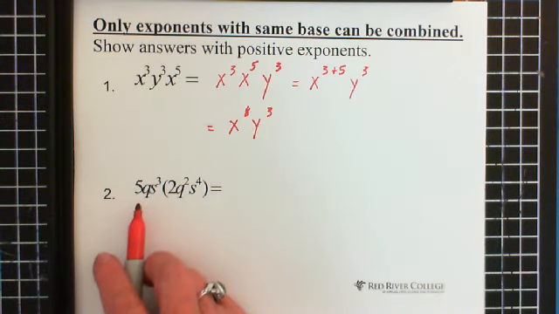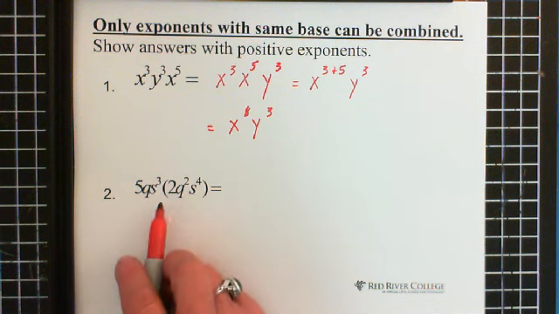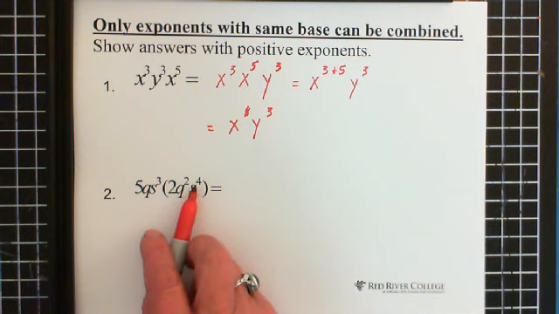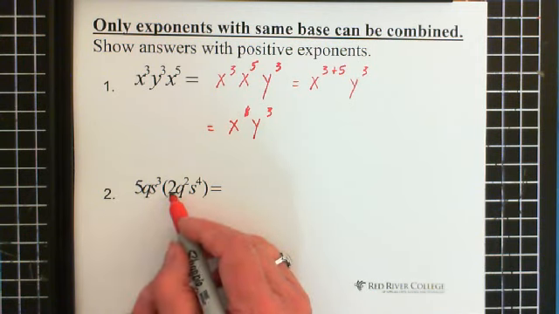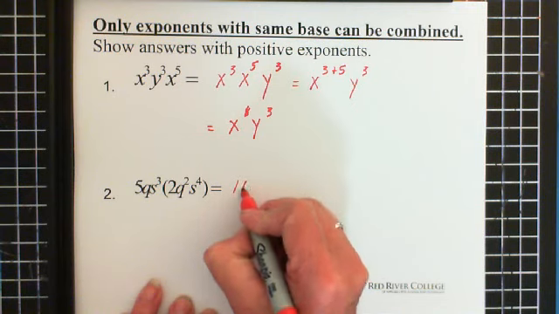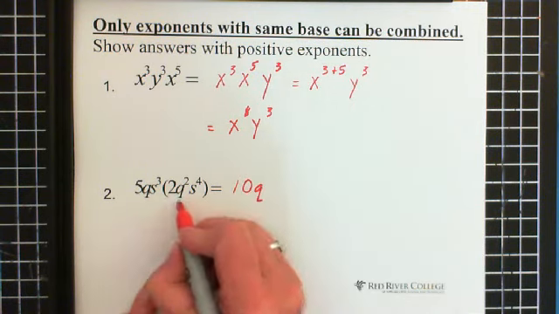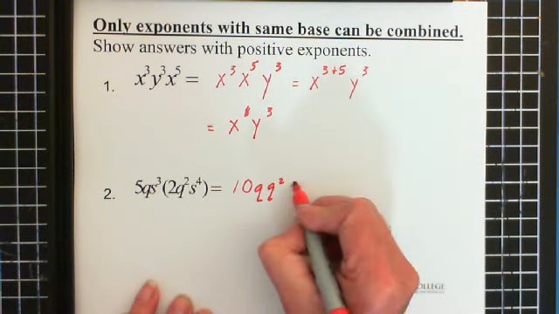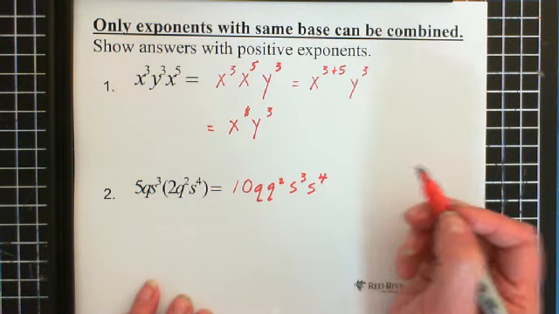In the second question we have 5qs cubed times 2q squared s to the fourth. So again, we take it one step at a time. We multiply the numbers, 5 times 2, and that is 10. Then I'm going to write down my q and the q squared. And I'm going to write down the s cubed and the s to the fourth.